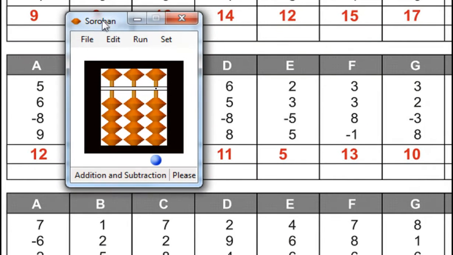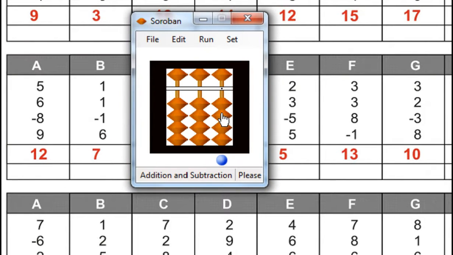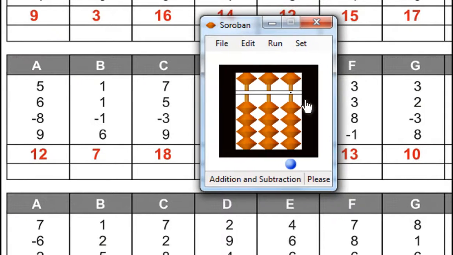Next, 5 plus 6, for that plus 10 minus 4, for that minus 4 minus 5 plus 1 minus 8, for that minus 10 plus 2 plus 9, for that plus 10 minus 1. Answer is 12. Next, 1 plus 1 minus 1 plus 6, for that answer is 7.